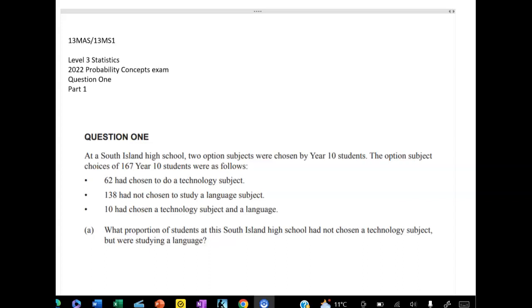Kia ora, Year 13. I'm going to start going through some of the external exam questions for the probability concepts and probability distributions papers. So this is last year's probability concepts exam, and I'm just going to start on question 1, part 1.